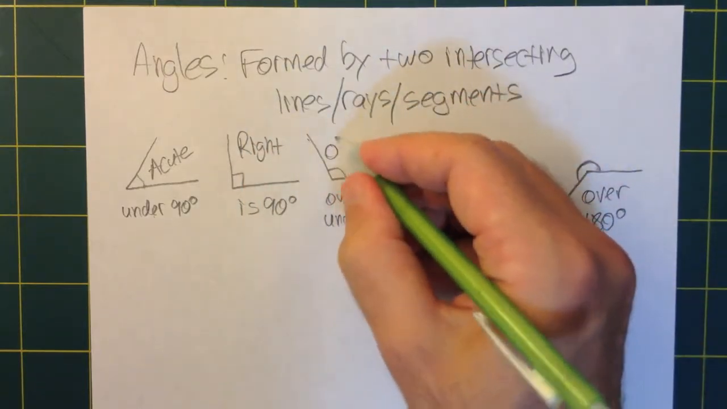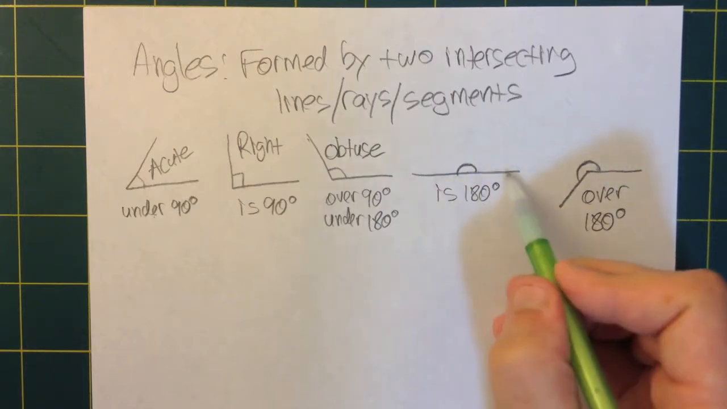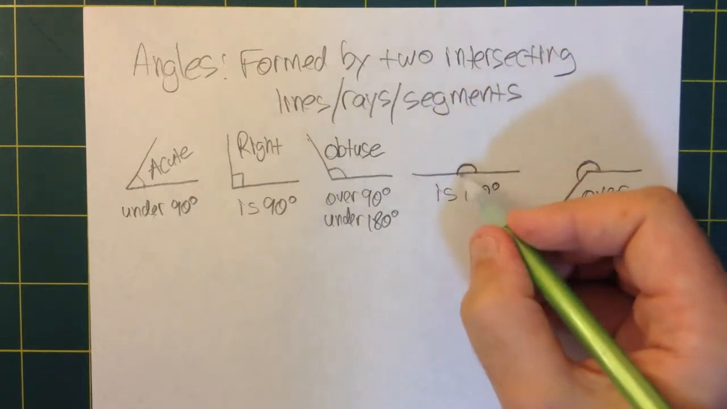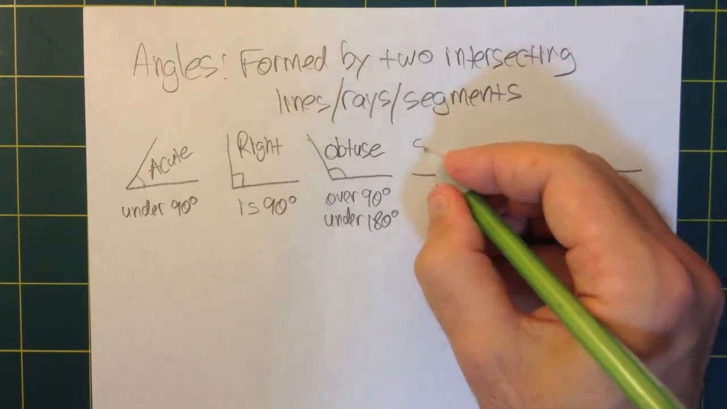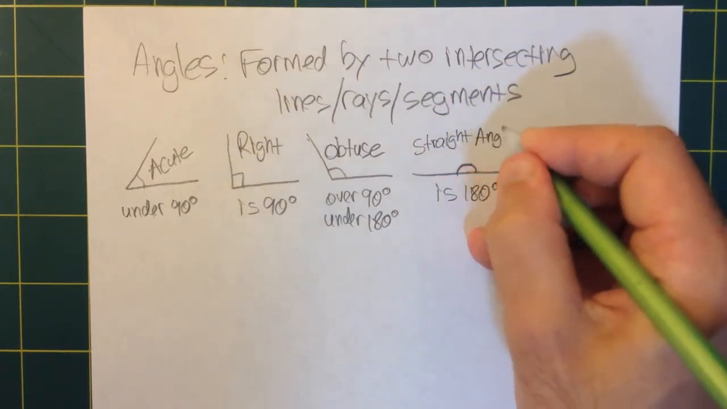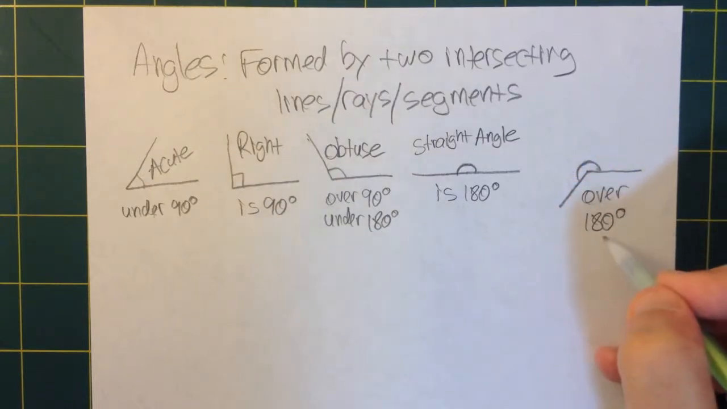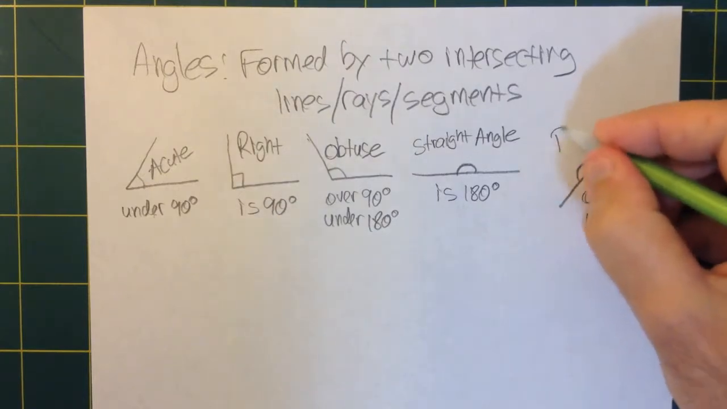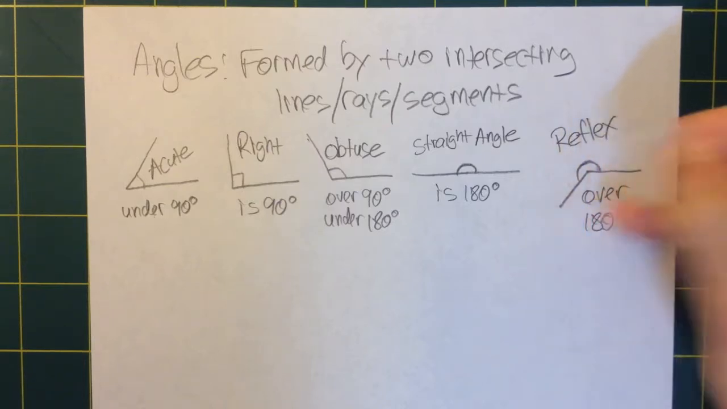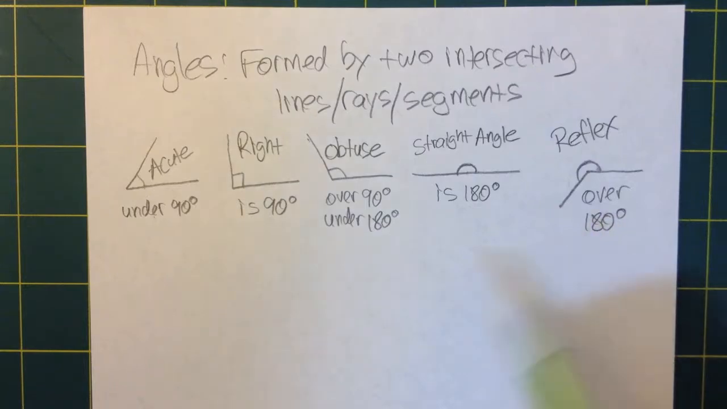We call these obtuse. If you make a perfectly straight line and you measure 180 degrees, you are still an angle, and you are called a straight angle. And if your angle swings to 180 and then keeps going so that you're over 180 degrees, you are called a reflex angle.